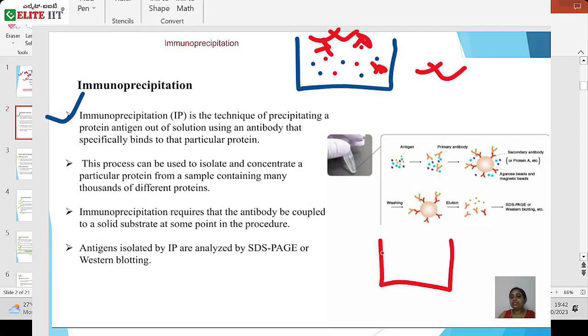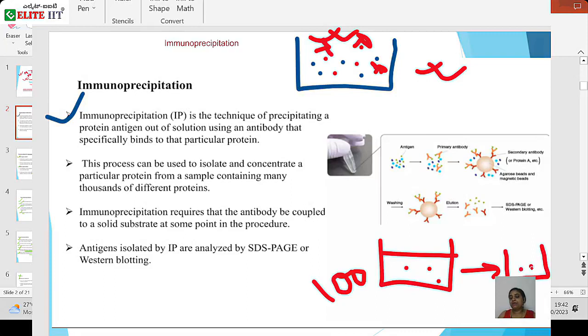How? If you consider here, initially a 100 ml sample, a mixture, was there. In the 100 ml mixture, a few protein particles are there. So I'm considering the protein precipitation. If you add ammonium sulfate or alcohol, what will happen? Only the protein molecules, not other molecules, will be precipitated.